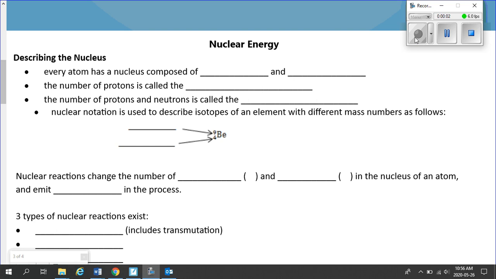Hi, Science 30s. So this is Unit C Energy, Lesson 3. At the top of your page in your notes, it should say nuclear energy. Starting off with this, it says describing the nucleus.